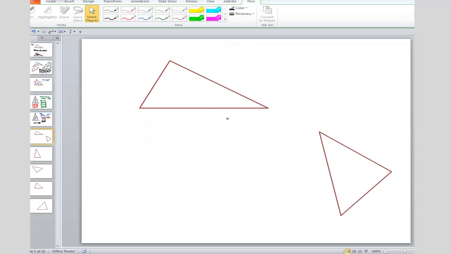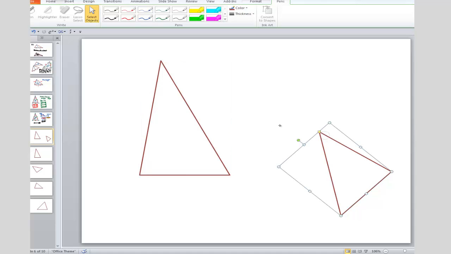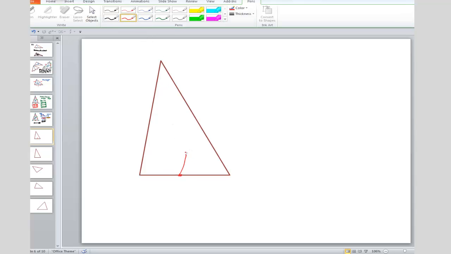Alright, let's try another one, because that was a little bit confusing. Okay, here is your triangle. Let's go ahead and delete this one. And I'm going to go ahead and just draw in all the information. Let's go with here. Whoops. Undo.